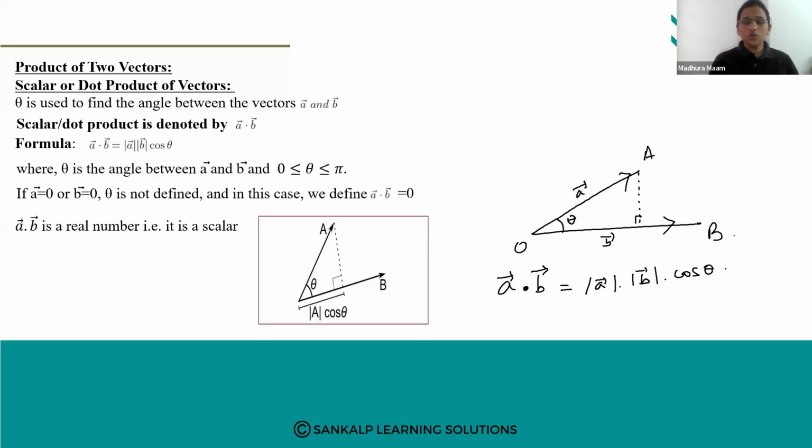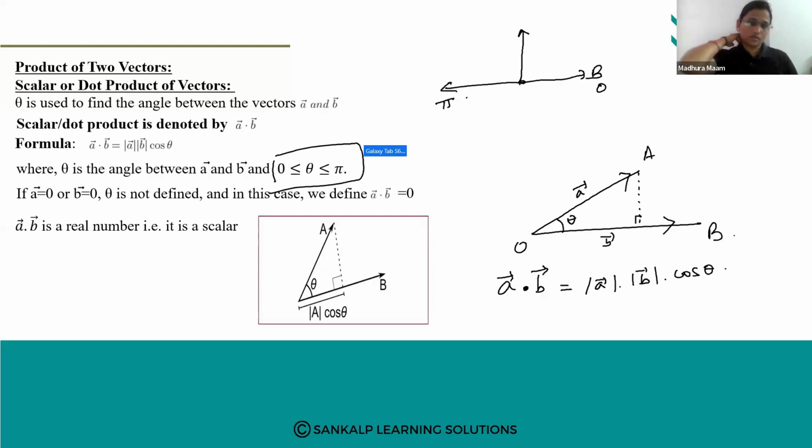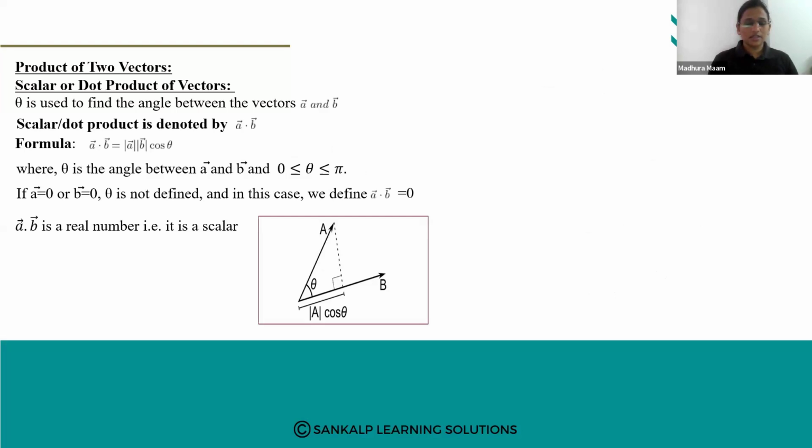Remember, from here to here it is 90, from here to here it is 180. Theta always lies between 0 to pi because you are dealing with physical properties here. In physics you will use this. Since you are dealing with physical properties, it lies between 0 to 180. Always between 0 to, not 90, sorry, what I said, 180. Fine, next.